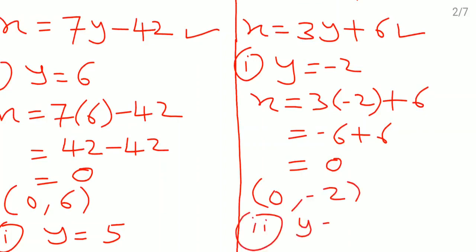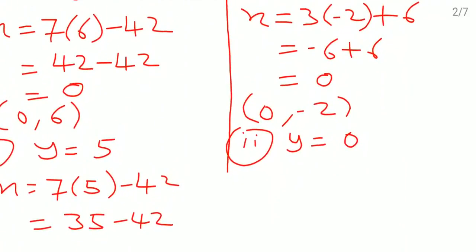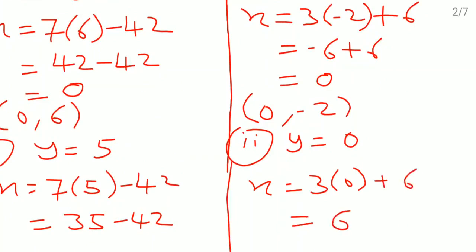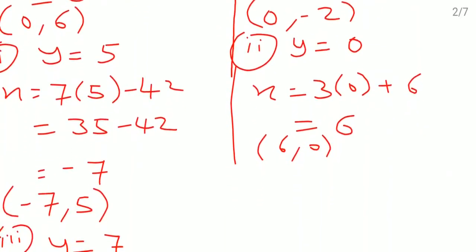Come to the second point now. Here y which is equal to, suppose I take 0. Now this one, x which is equal to 3 into 0 plus 6. So here only 6 value of x. Correct. So the second point I got 6, 0.